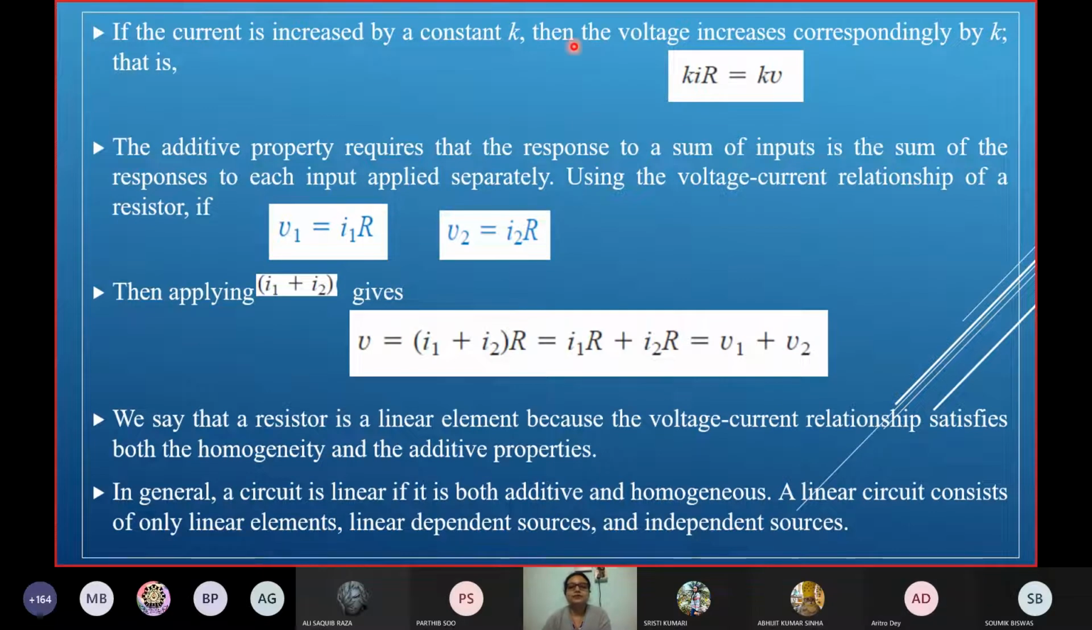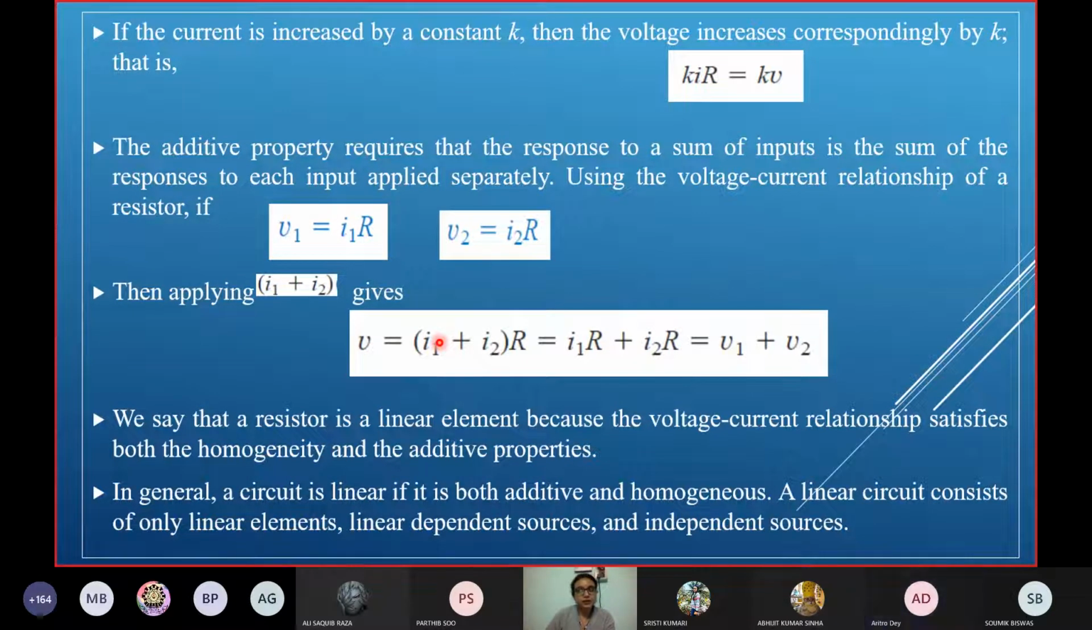That has also been written over here. First, the homogeneity property: for input we have V equal to IR. Now suppose V is multiplied by K, then I also gets multiplied by K. Next, say V1 is the input and therefore I1 is the output, so V1 is equal to I1R. Similarly, when V2 is the input, I2 is the output, so V2 is equal to I2R. Now you can think in the opposite way also: I1 is the input, so the output is V1, so V1 is equal to I1R.